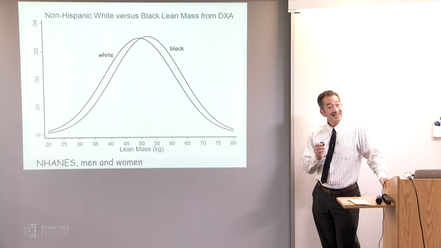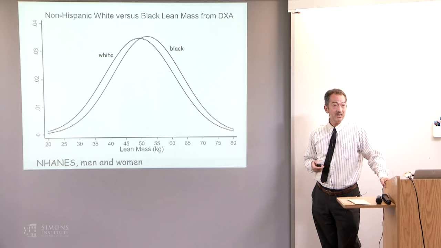It is true, in the NHANES data anyway, that the black mean is significantly higher than the white mean. But it's also true that if you know that a person is black or white, you have almost no additional information about what their individual muscle mass is.